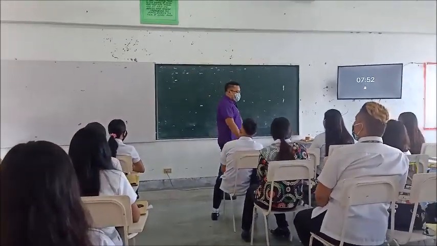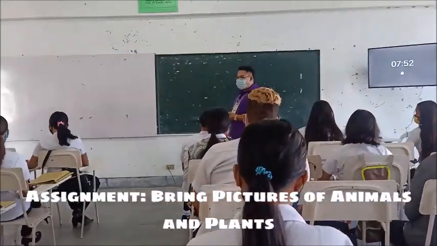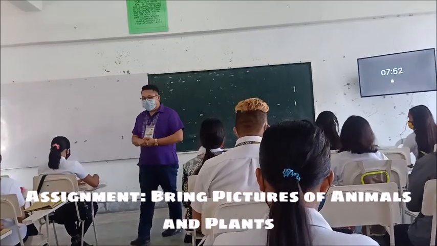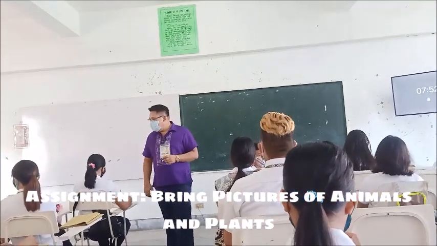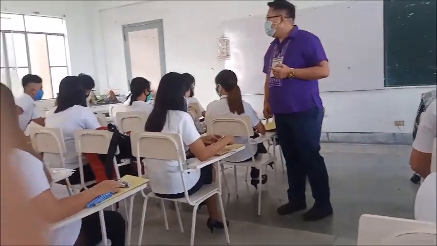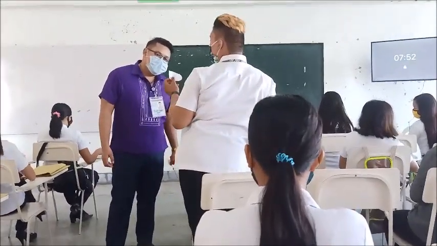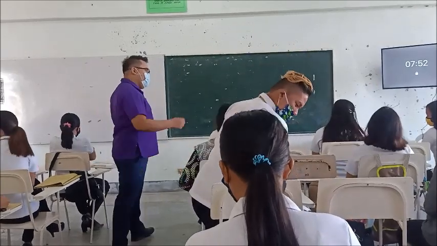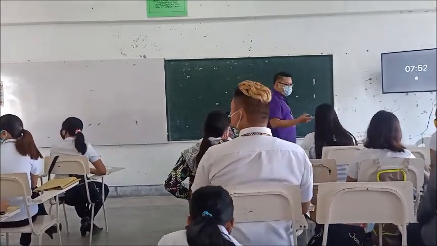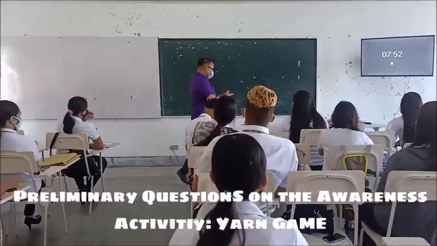So, for us to start with our new lesson, yesterday I told you to bring the pictures of animals and plants. Do you have it? Yes, sir. Okay, let me see your animals. Okay, how about you, RJ? What do you have? My animal is a jaguar. Okay, how about Eugene? What do you have? Fish. Alright. How about plants? What plants do you have? Flower. Papaya?